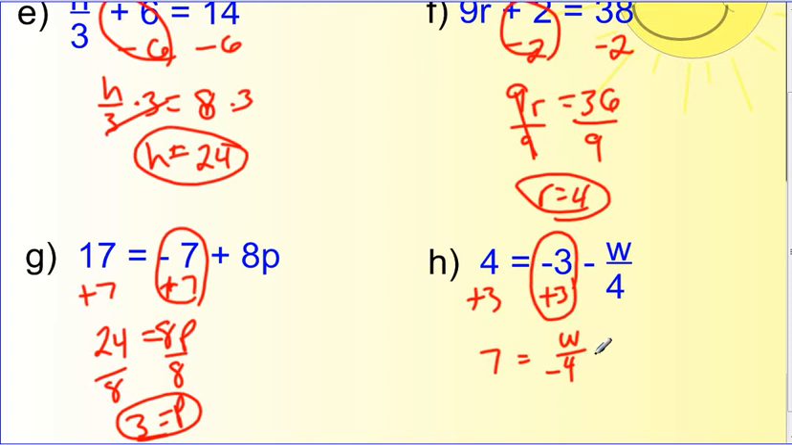Now, the variable is being divided by a negative 4. Well, how do you get rid of divide by negative 4? You multiply by negative 4. Multiply by negative 4. These guys cancel. We get w equals, and this just gives us negative 28.